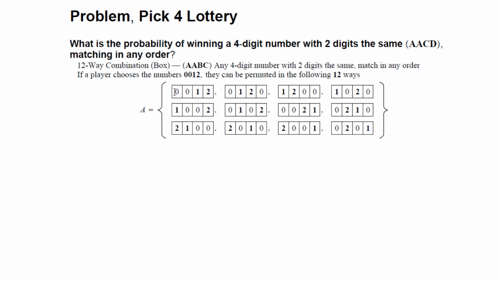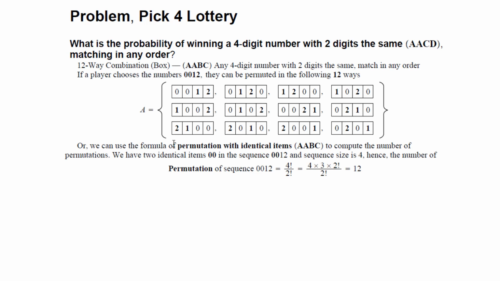So in such a case, if we have a ticket such as 0012, this ticket can be reordered in 12 ways. But how do we know that this ticket can be ordered in 12 ways? We can use the permutation formula with identical items. The size of the sequence is 4 and we have 2 identical items, so the permutation of the sequence 0012 is 4 factorial divided by 2 factorial, which is 12. So we have 12 permutations of this sequence, which contains 2 identical items.